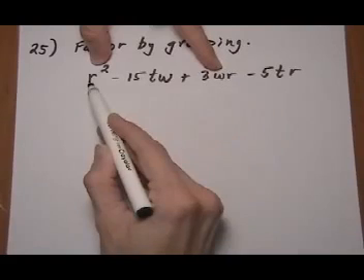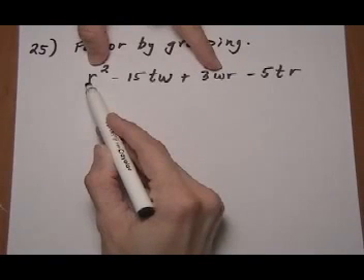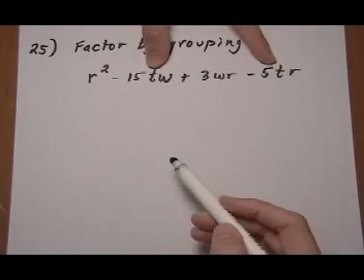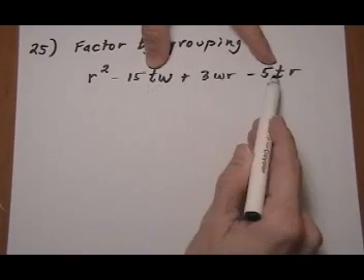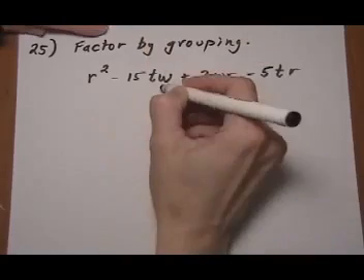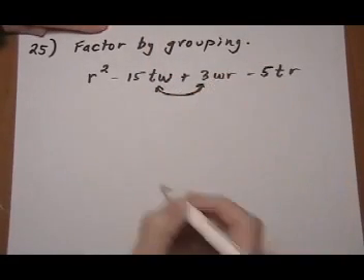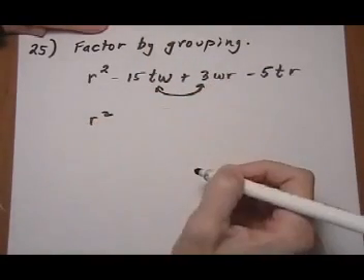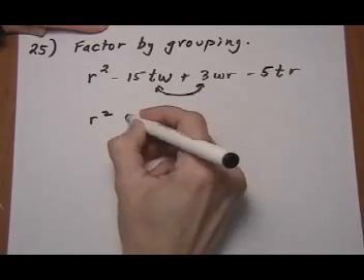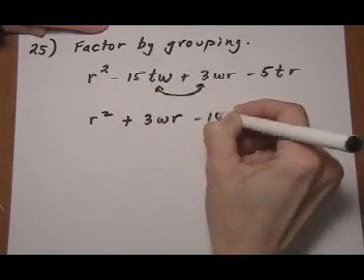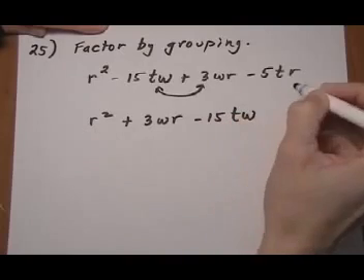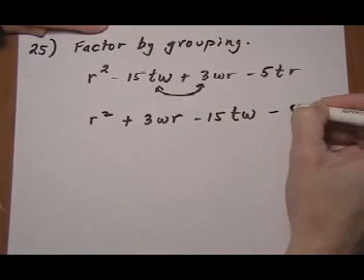Yes. R and an R. Each of them has at least one R, so I'll be able to pull that out. And would those two have common factors? Yeah, they both have a 5 as a common factor and also a T. So let's switch those two. So I get R squared. Remember, the sign in front of it goes with it, so plus 3WR minus 15TW, and minus 5TR just comes along.